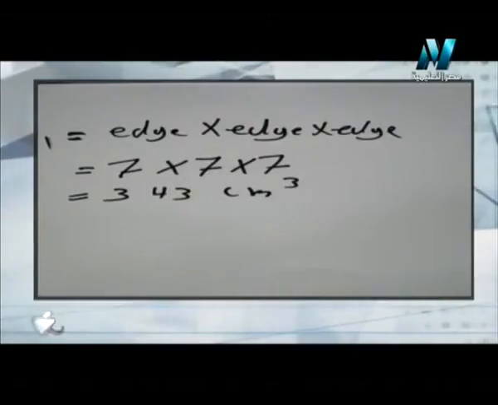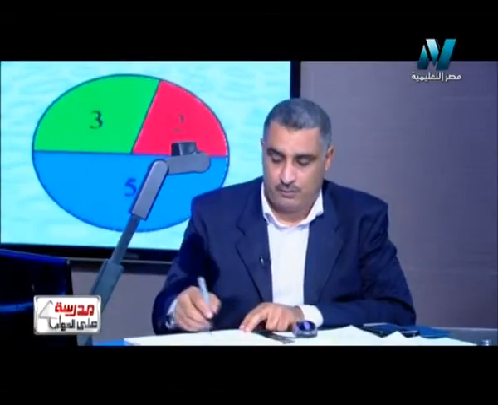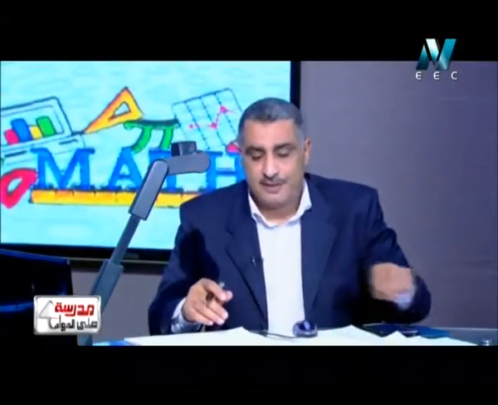First step, we have to find the volume of a cube: edge by edge by edge, and we have the edge length 7 centimeter. We know that V1 equals 343 centimeter cube. The second step, we have to find the volume of a cuboid.